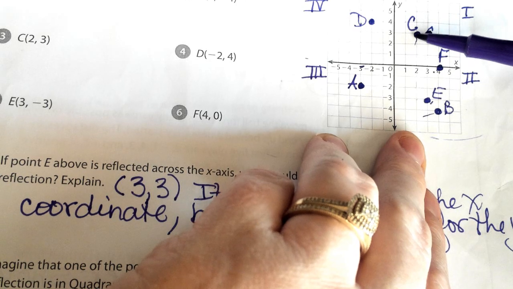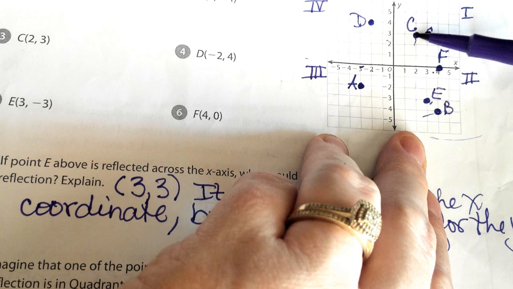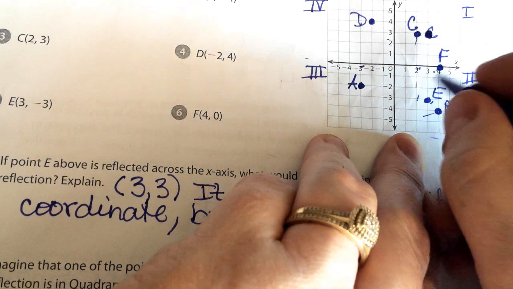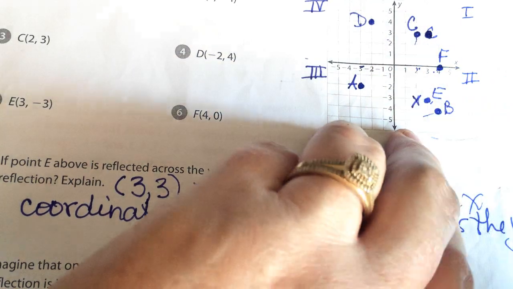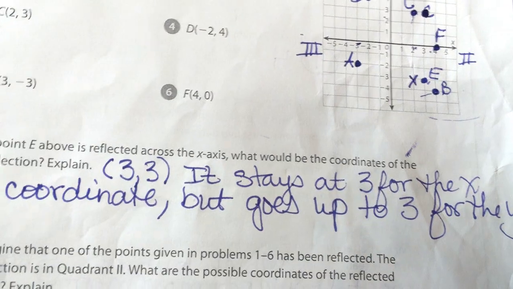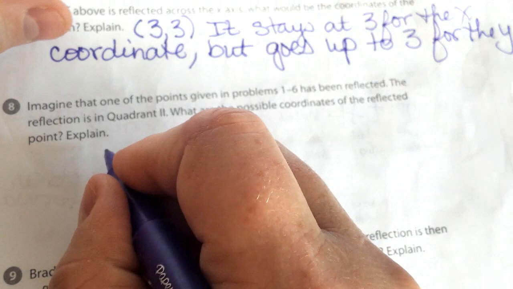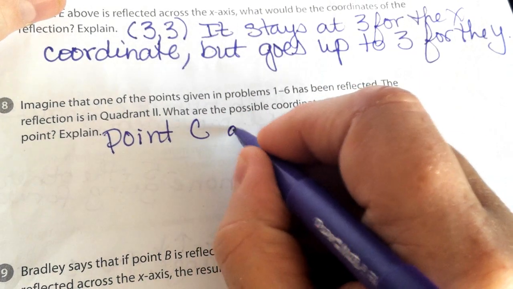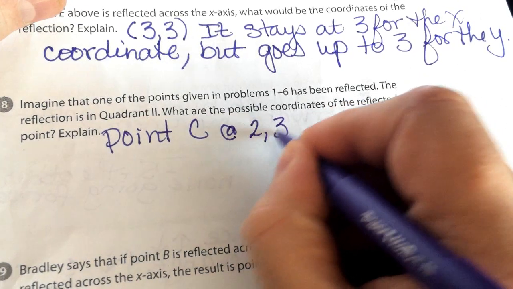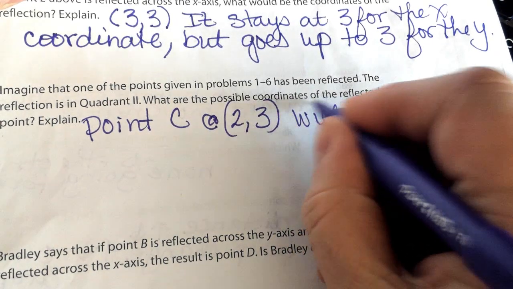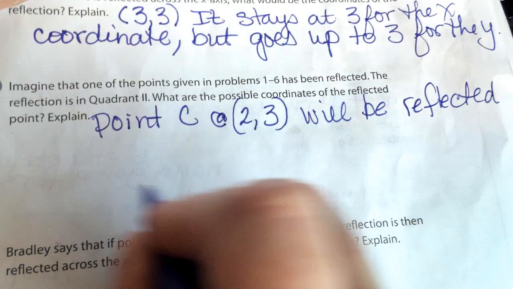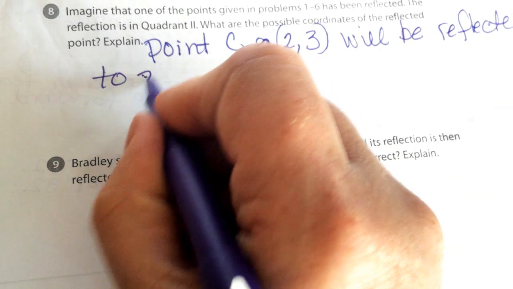So C, if we reflected it, it is at 3 above and it's on 2, so -2, 3 would be its reflected point. Okay, so then just to explain that, we would say that point C, which is at 2, 3, will be reflected to -3.